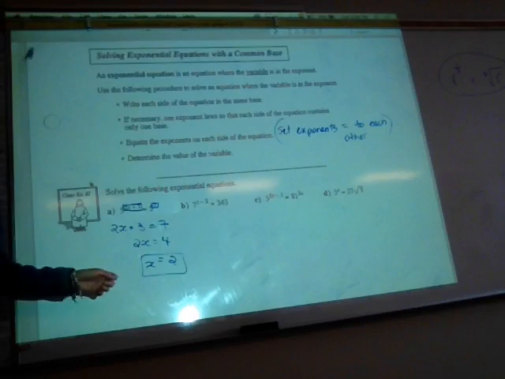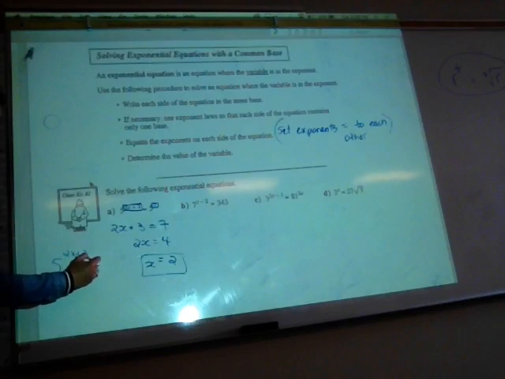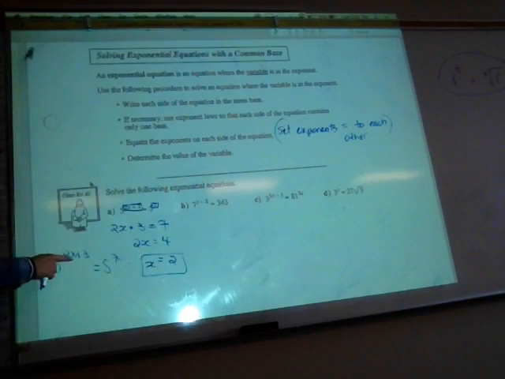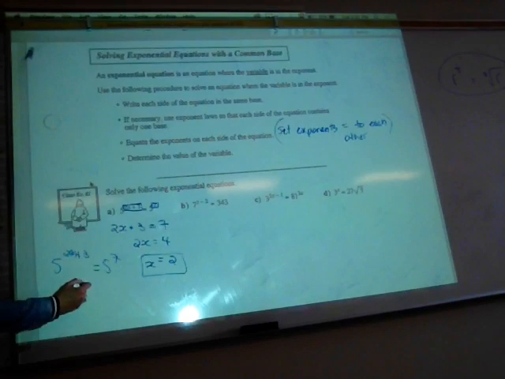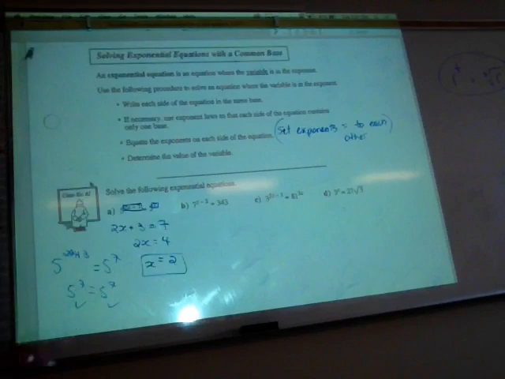Now, how can we check this? Well, let's go back to the beginning. We had 5 to the power of 2x plus 3 equals 5 to the power of 7. We solved that x equals 2. So if I sub a 2 in here, do I also get 5 to the power of 7? 4 plus 3 is 7. So you should always get that the left-hand side equals right-hand side.